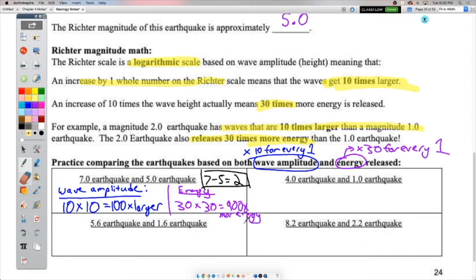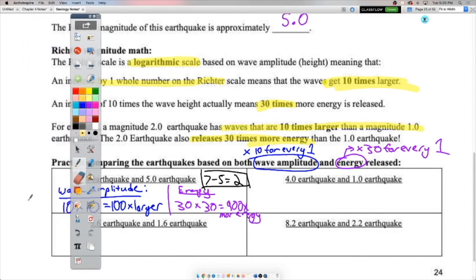Now you might be noticing, hey, 10 times 10, that's 10 to the power of 2, right? And you're right. Or 30 times 30, that's 30 to the power of 2. So that is actually what we're going to be doing. We're going to figure out the difference, and if you figure out the difference is 3, you can go 10 times 10 times 10, or you can do 10 to the power of 3. 10 to the power of whatever the difference is, and then 30 to the power of whatever the difference is for energy.